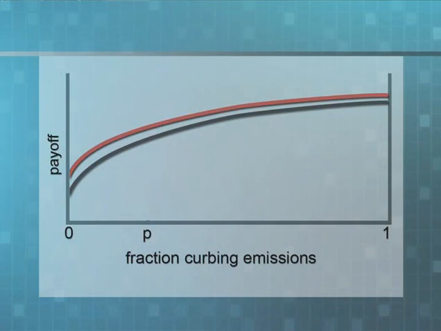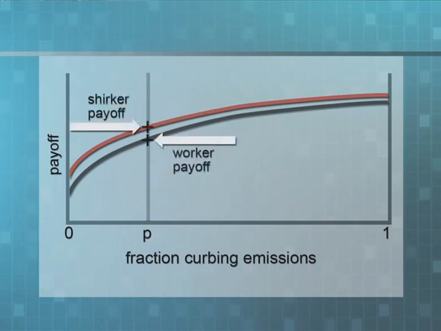You'll see two lines in my picture. That's going to be the case for every graph I draw today. The red line will always show the shirker payoff, and the black line will always show the worker payoff. What do these lines mean? Well, suppose P is the fraction of those who are working. Draw a straight line up from P. It'll cross the worker line and the shirker line. In fact, I've marked these points with crosses. The higher the point, the better the payoff.